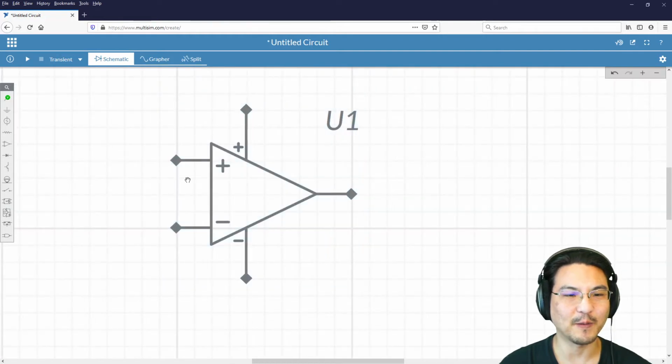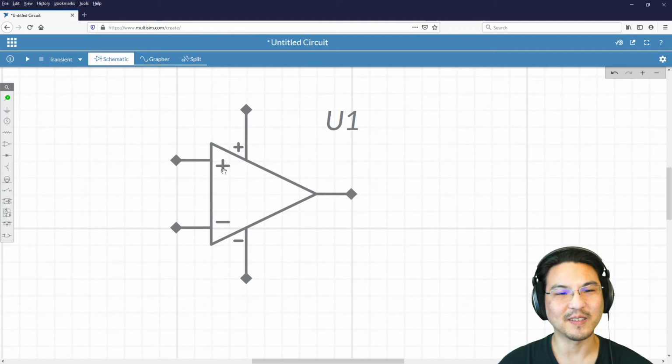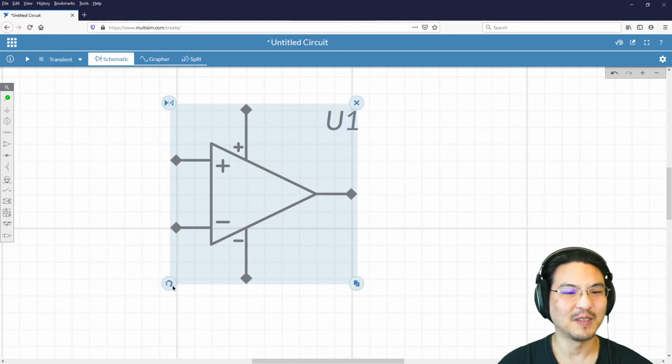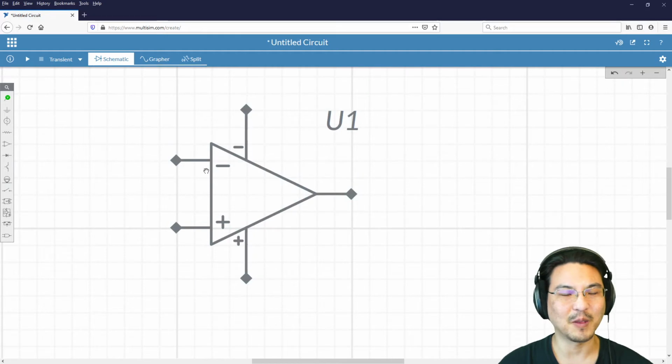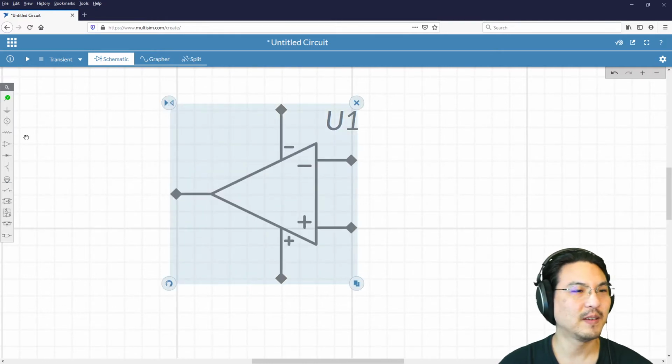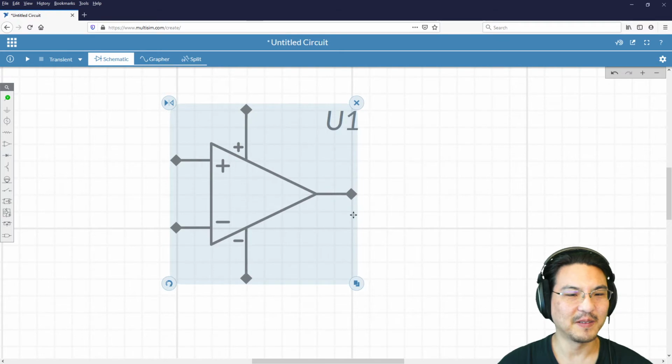Just be careful about which is the non-inverting input and which is the inverting input, because sometimes you could draw it like this, where the inverting is up on the top, non-inverting is on the bottom. But then also be careful of the power supply inputs. Like this one is the positive power supply input, this one is the negative. Okay, so I'm just gonna leave it how it was by default.